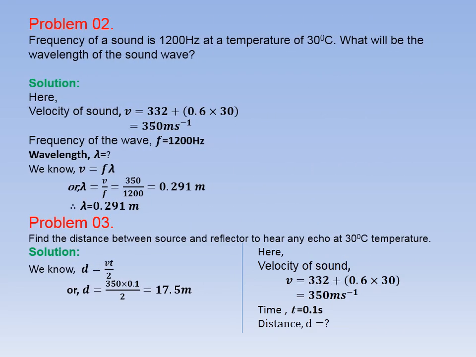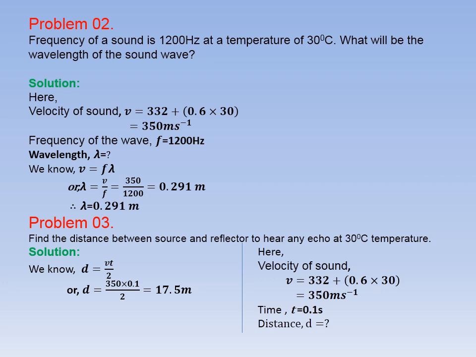This is problem number 2, and there is another problem, which is problem number 3. Problem number 2: the frequency of a sound is 1200 hertz at a temperature of 30 degrees centigrade. What will be the wavelength of the sound? Okay, you should keep in mind that when the temperature increases, the velocity of the sound also increases, and when the temperature decreases, then the velocity will decrease, because temperature and velocity are not inversely, actually proportionally related. That means when the temperature increases, the velocity must increase.